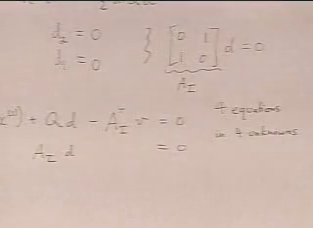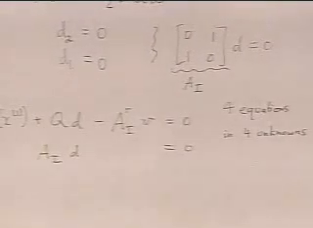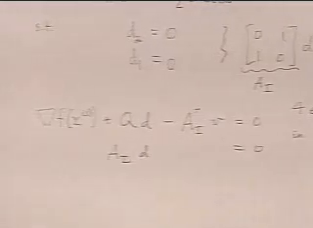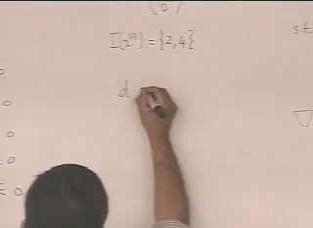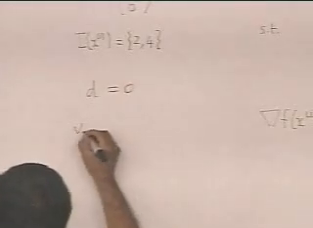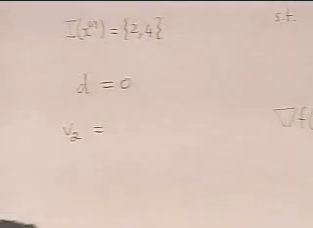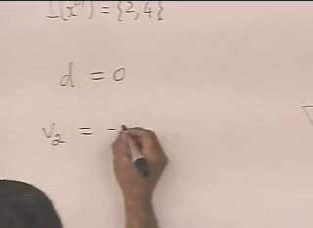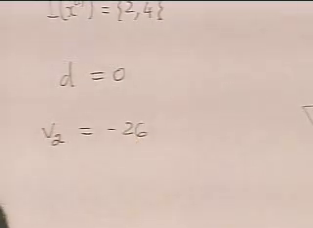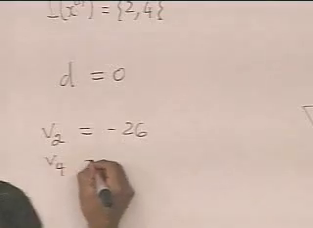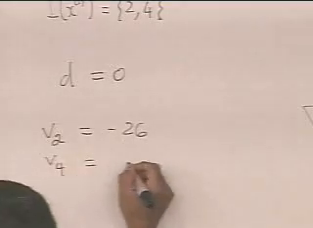Inverted, I already know that D equal to 0 will be the optimum solution, so no surprises there. So this time around, I end up getting that D must be equal to 0. And I end up getting that V2 must be equal to minus 26, and V4 must be equal to minus 4.